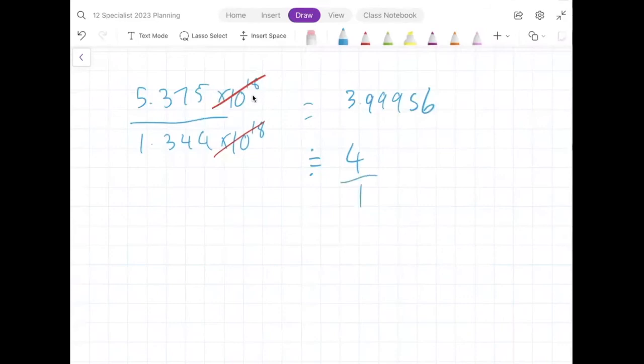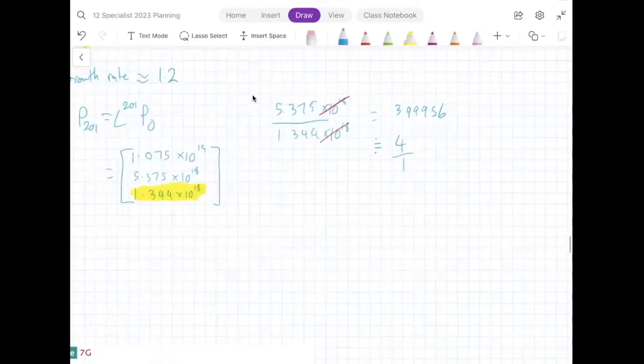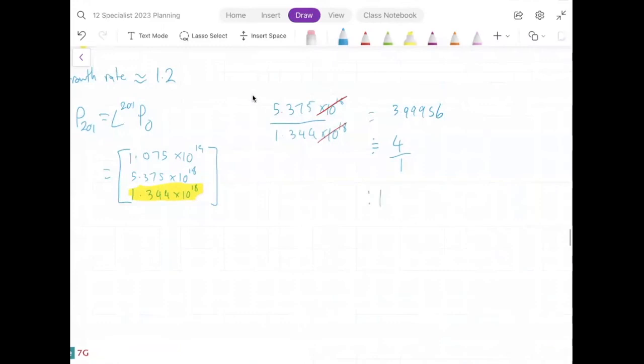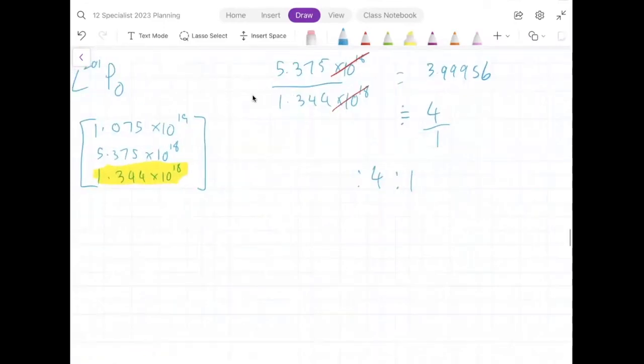4 could be thought of as 4 divided by 1. So that means that right now my ratio, my end part's going to be 1, my middle part's going to be 4. Now I'm going to again divide my smallest number by my largest term. That is going to be 1.075 times 10 to the 19 divided by 1.344 times 10 to the 18. Well, I can cancel this out almost all the way. So it's just this times 10. That's going to give 10.75 divided by 1.344 approximately.